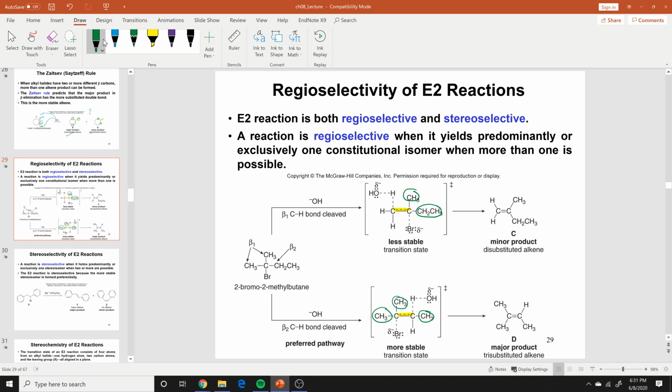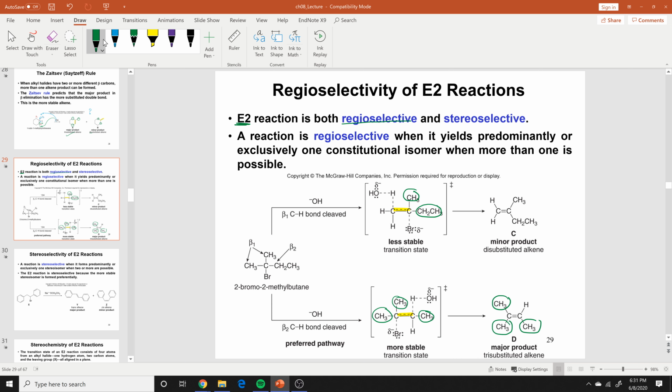Now, the thing with E2 elimination, in this reaction, it's both. It is regioselective, it is stereoselective. Now, regioselective means that I have more than one alkene, and I would choose the major one based on the degree of substituents around the alkene. This is what a regioselective is.